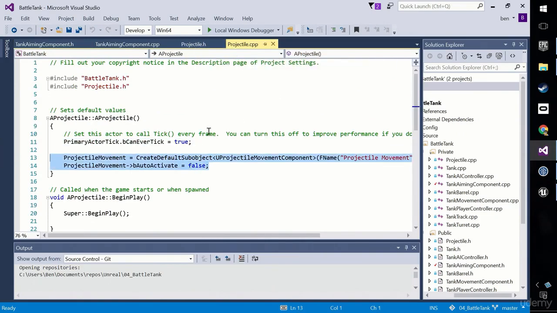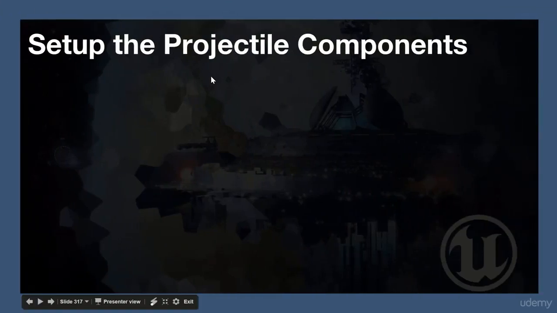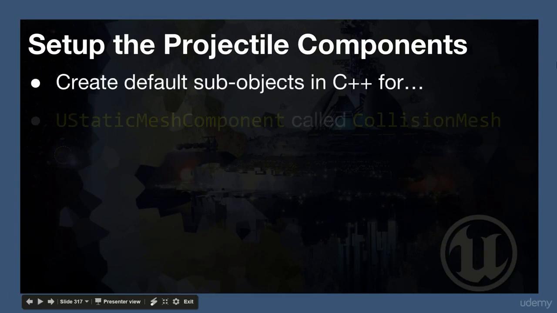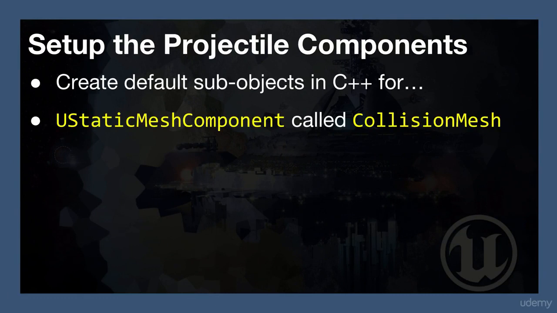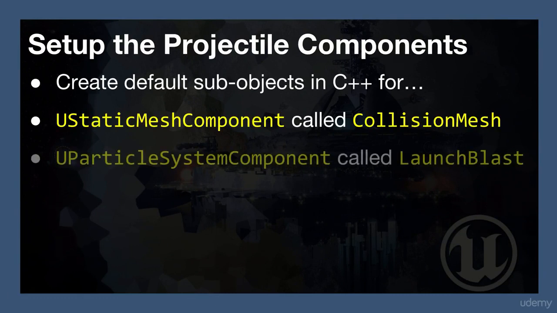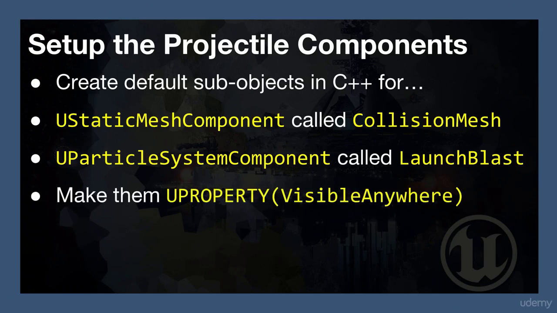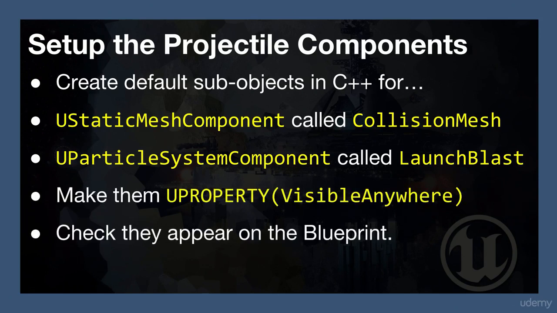We created default subobjects. So what I want you to do is the same thing. Set up the projectile components from C++. Create default subobjects, for a UStaticMeshComponent and call it CollisionMesh, and a UParticleSystemComponent and call it LaunchBlast. Make them UPROPERTY VisibleAnywhere, also put a category. And check they appear on the blueprint and that all their properties appear on the blueprint as well. So go ahead, pause the video and do that now.